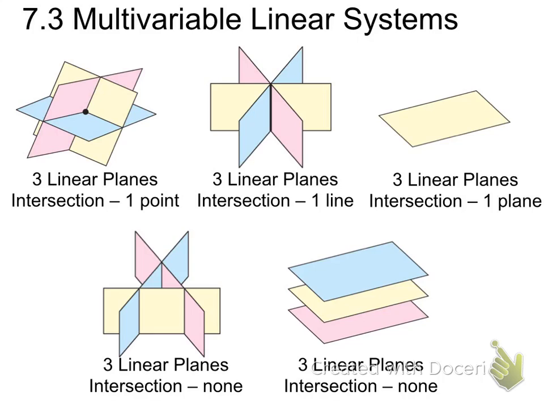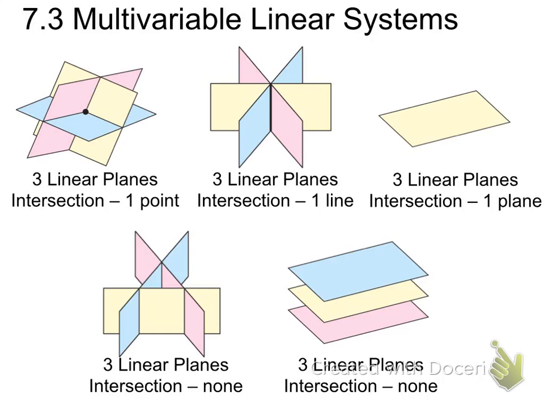Where three planes intersect two at a time, they intersect two planes. The blue and the yellow intersect at a line, then the yellow and the pink at a line, and the pink and the blue at a line. But all three of them don't meet at the same place, so that would mean that they have no solution. And then the last one is when they are parallel planes, they also would not have a solution.